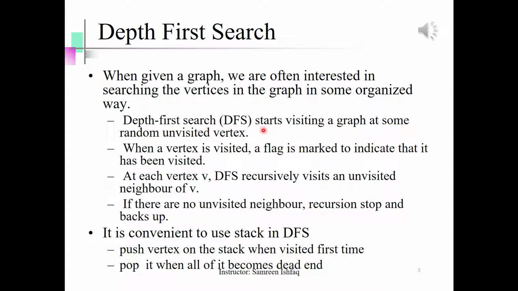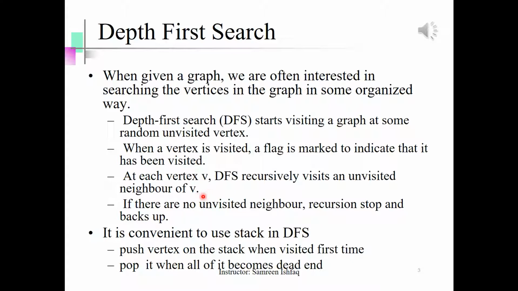Depth first search starts visiting a graph at some random unvisited vertex. That vertex can be given by a user. When a vertex is visited, a flag is marked to indicate that it has been visited. At each vertex V, DFS recursively visits an unvisited neighbor of V.